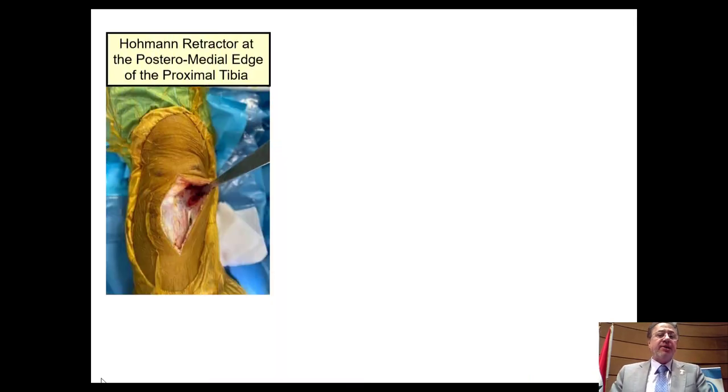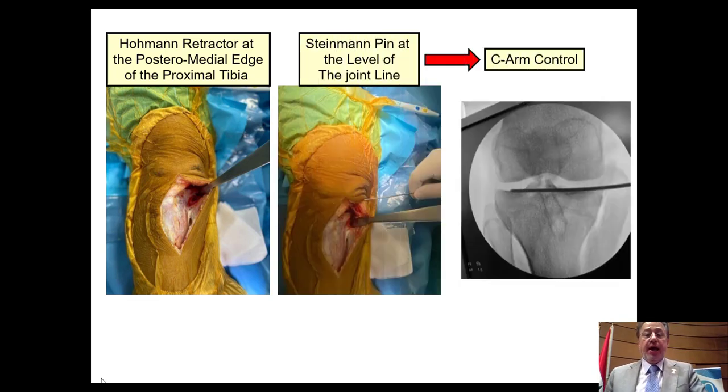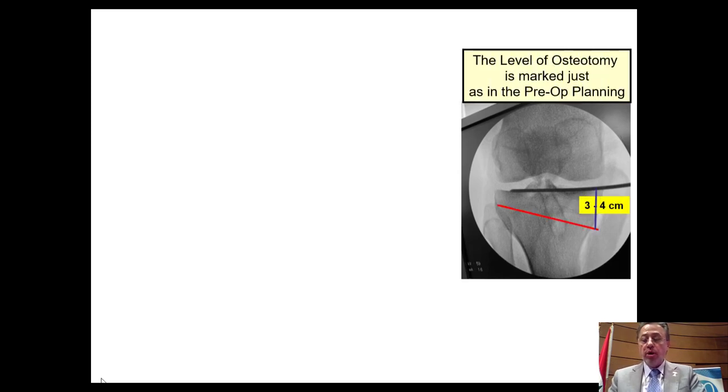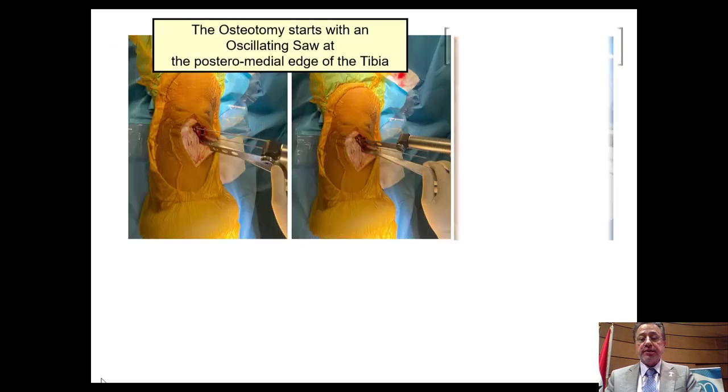Then a Homer retractor is positioned at the posterior edge of the proximal tibia, and then I manually put a pin at the joint level with a C-arm control to be sure that this is the level of the joint. So 3 to 4 centimeters. So distal I will go.